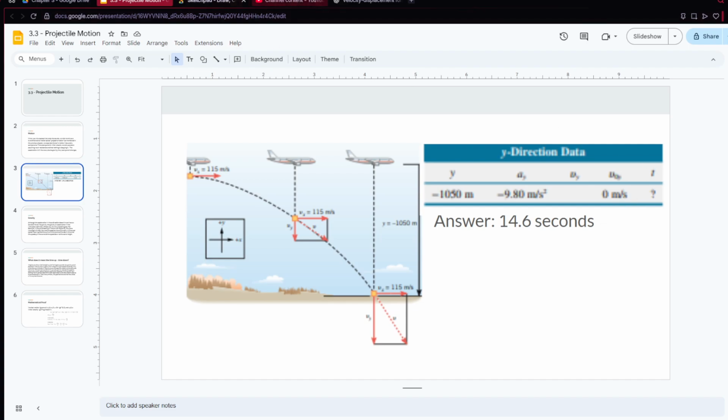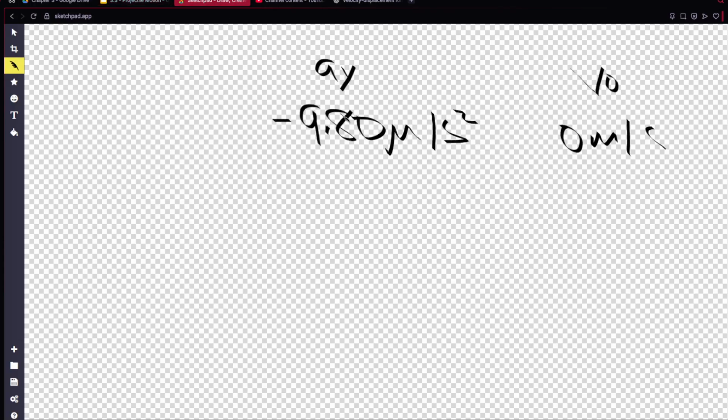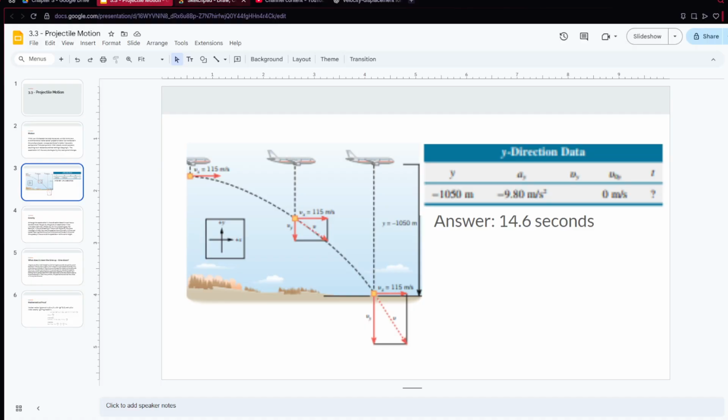And we're given that the velocity in the x direction is 115 meters per second. Note that it doesn't change here because no one is thrusting the ball forward or hitting the ball while it's dropping, so it's not speeding up or slowing down while it's in the air in the x direction. So we have 115 meters per second.